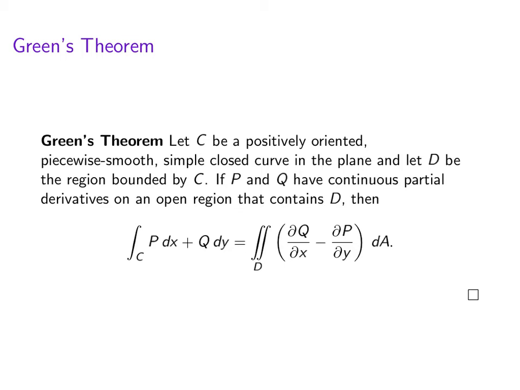And then D is going to be the region that's bounded by the curve C. And let's suppose that P and Q have continuous partial derivatives on an open region that contains D. Then the line integral over C of P dx plus Q dy is equal to the double integral over D of ∂Q/∂x minus ∂P/∂y.